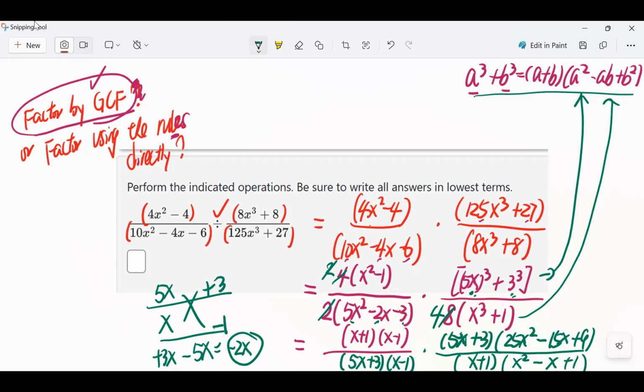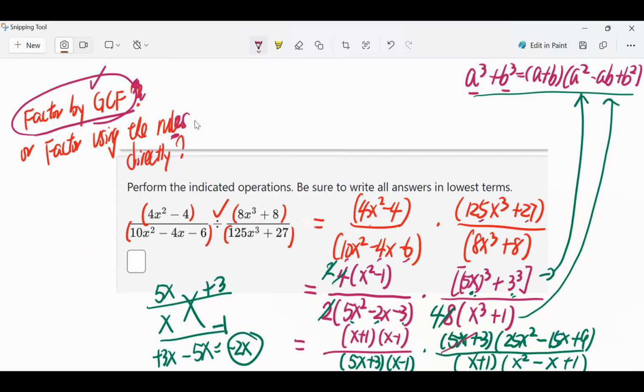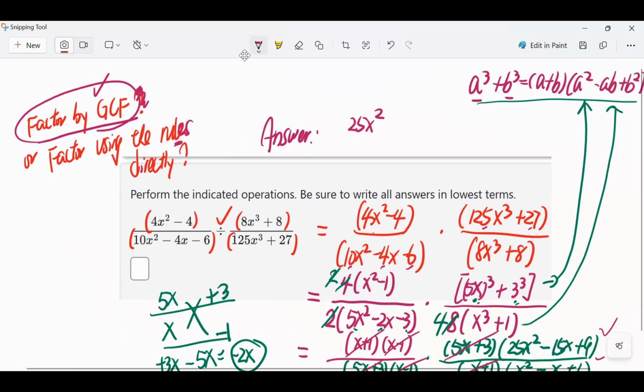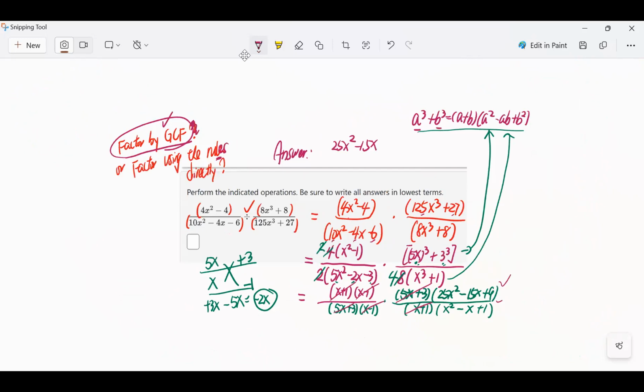Okay. Now, from there, we're just going to cancel as much as possible. Let's see, this one gets canceled, right? x minus 1 gets canceled. And then x plus 1 gets canceled. I only have these two terms left. So the answer is going to be 25x squared minus 15x plus 9 over x squared minus x.